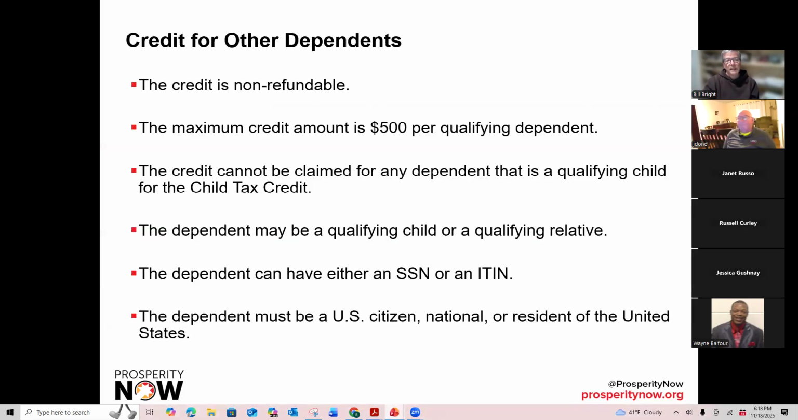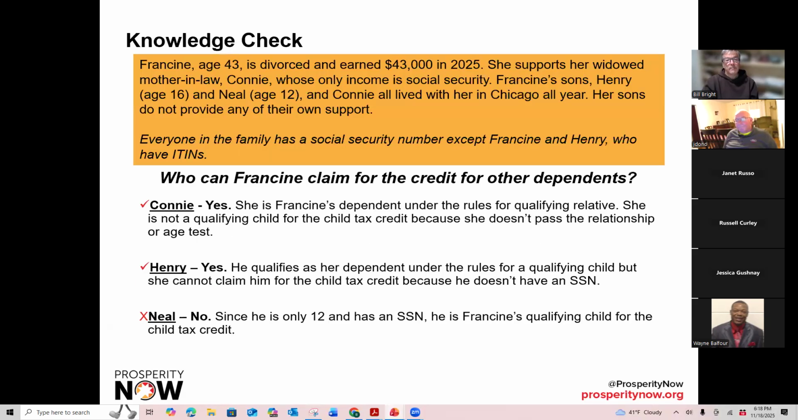Okay, credit for other dependents. Again, this is non-refundable. The maximum is $500 per qualifying child. Could be a qualifying child or a qualifying relative, which actually would qualify, again, if you have like a teenage son or daughter, now they're out of the child tax credit age, but now they're old enough for the credit for other dependents. Again, they must have a social or an ITIN. An ITIN will work for that. And they must be a U.S. citizen, U.S. national, or a resident of the U.S.